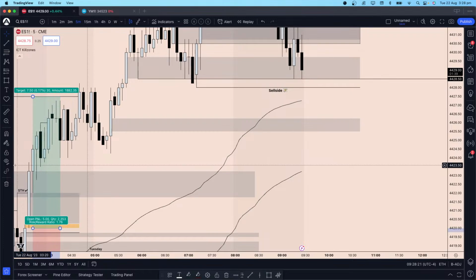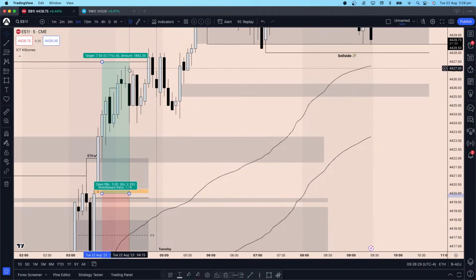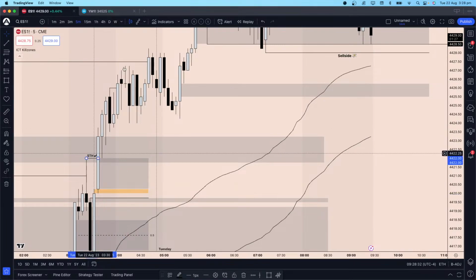That's the trade we had going on during the London Killzone livestream, right here off this volume imbalance. Took it long. I closed right here at 5 handles, but it eventually delivered into buy side. Let me get rid of these drawings. We do not need them.